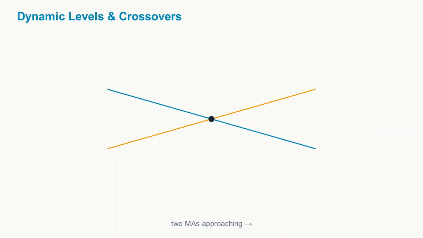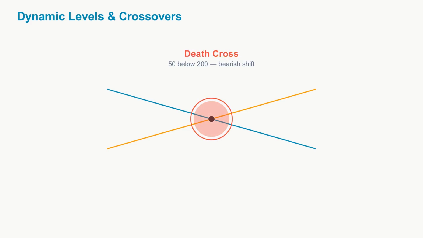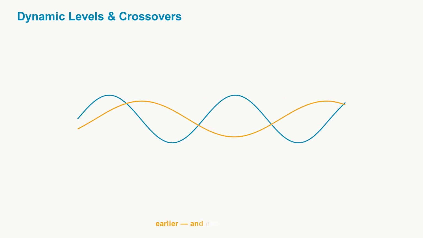Moving averages also generate signals when they cross each other. When the 50 crosses above the 200, it's called a golden cross, a major long-term bullish shift. When the 50 crosses below the 200, the death cross, a major long-term bearish shift. Crossovers lag. They confirm a trend after it's already started, so they are direction signals, not entry signals. On shorter time frames, crossovers of the 21 and 50 give earlier, but noisier signals.